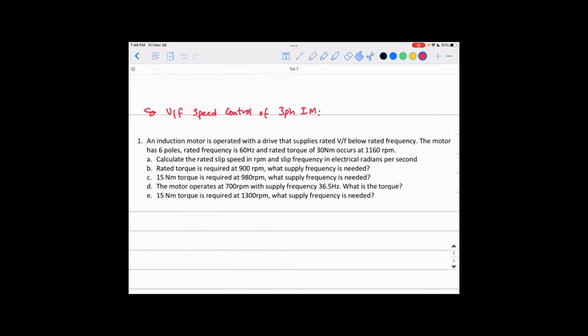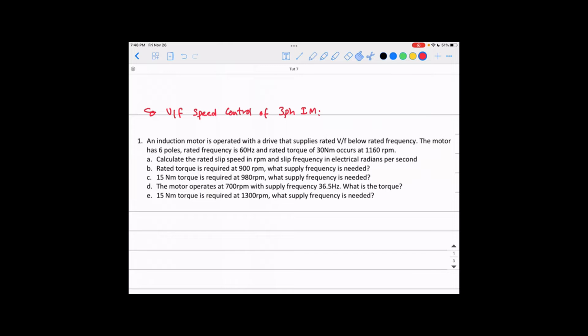Hello everyone, and welcome back to NL 582, Modeling and Control of Electric Machines and Drives. Today's tutorial is about the V over F speed control of three-phase induction motor. Like we said, it is the most important method of speed control of three-phase induction motor, the most widely used one.